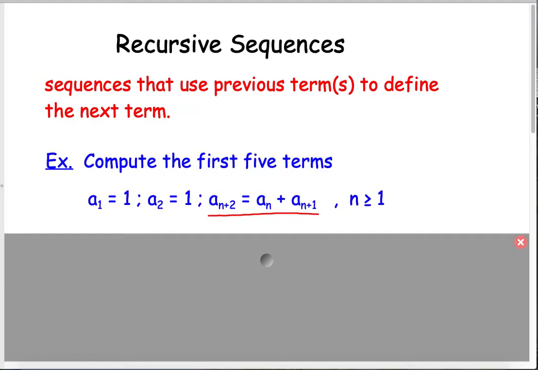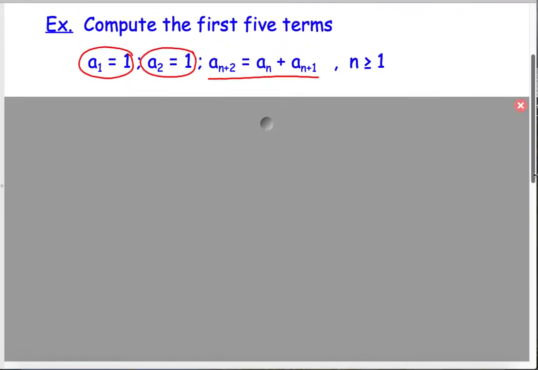So we have to start somewhere. We need to know what the first term is. So they tell us the first term is 1. And the second term is also 1. So now we'll have to find the rest of them.